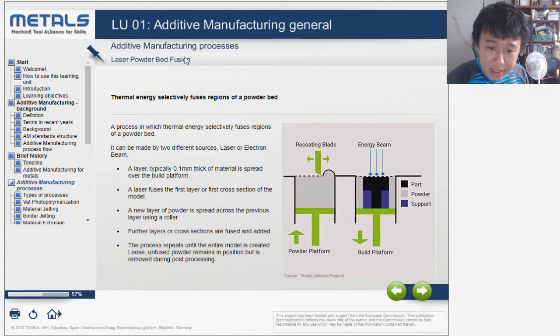So basically, this can be also looked at as some kind of micro welding process. You're using this energy beam to fuse the bed of powders. So yeah.